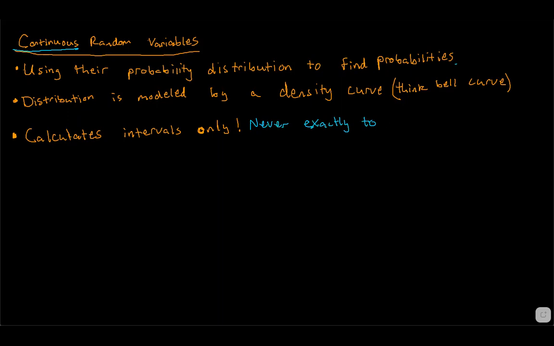One more thing with these continuous random variables, the mean and standard deviation are already going to be given to us. We're not going to have to calculate the expected value today or try to find the standard deviation of these distributions. They'll just be given to us.